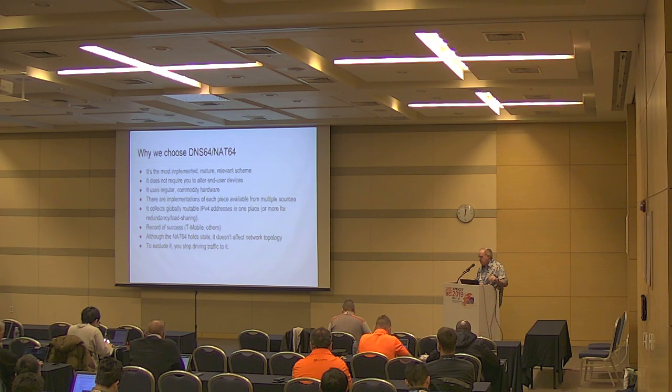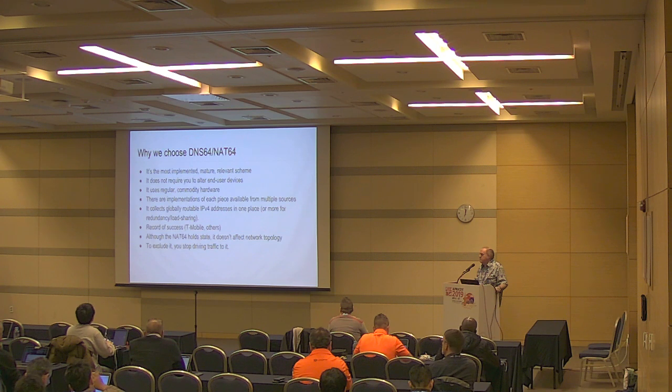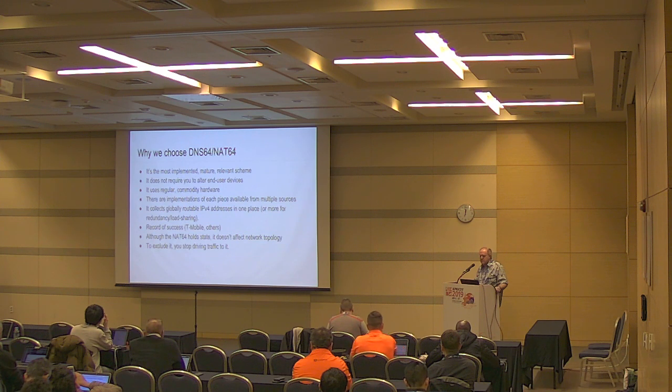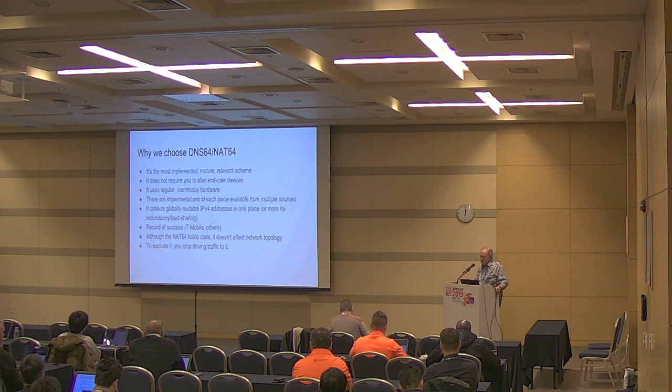Of course there are other schemes for doing V6 only, and I suggest you go to Jordi's first talk about it, to hear more about that. DS-Lite is a big one, which requires CPE fiddling. But the reason we're doing DNS64, NAT64 here is because it's the most widely implemented and mature. It does not require you to alter end user devices at all. It uses regular commodity hardware. There are implementations of every piece available from multiple sources. It's got a record of success.